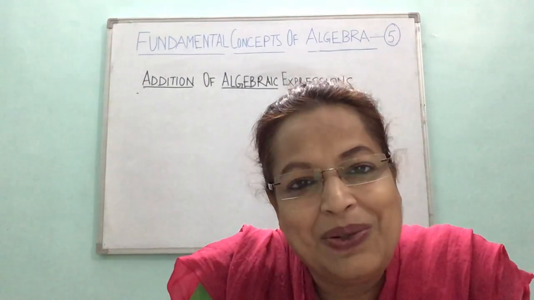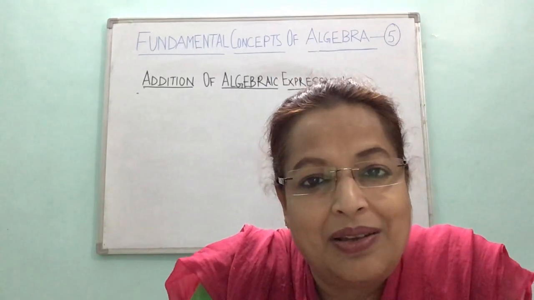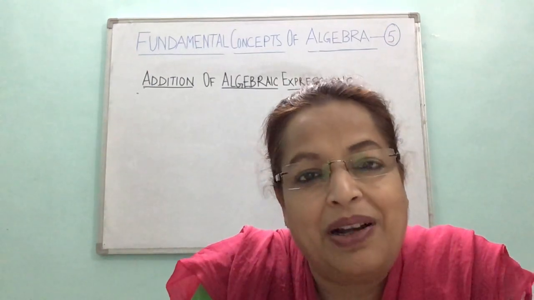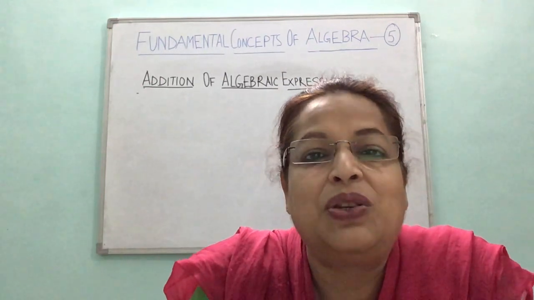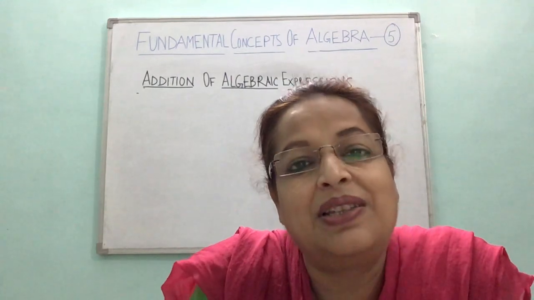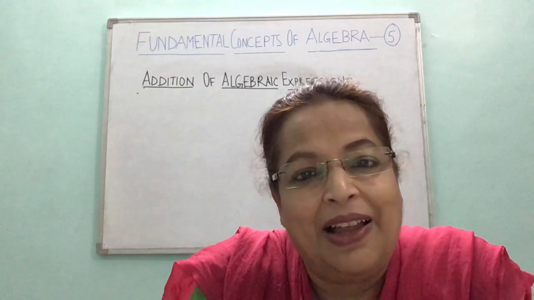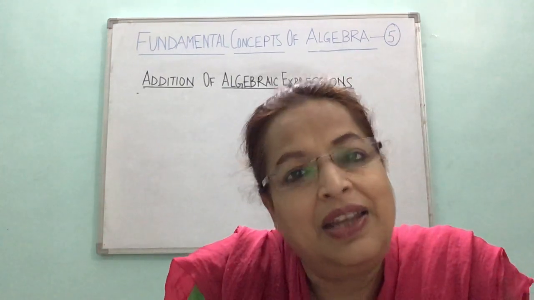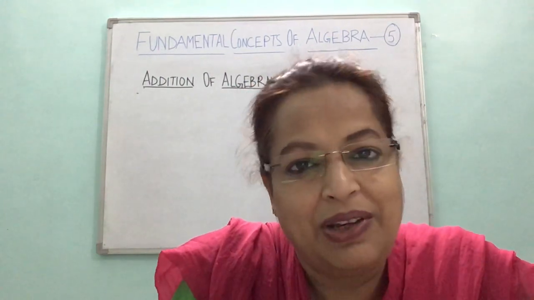So like terms, what are those like terms? The terms which have the same variable part, that is the literal coefficient, the alphabet part, whichever way you remember, the variable part should be exactly the same. Those which have the same literal coefficients are like terms. We can only add like terms. That's the main thing. Once you know what are like terms, addition is very easy.